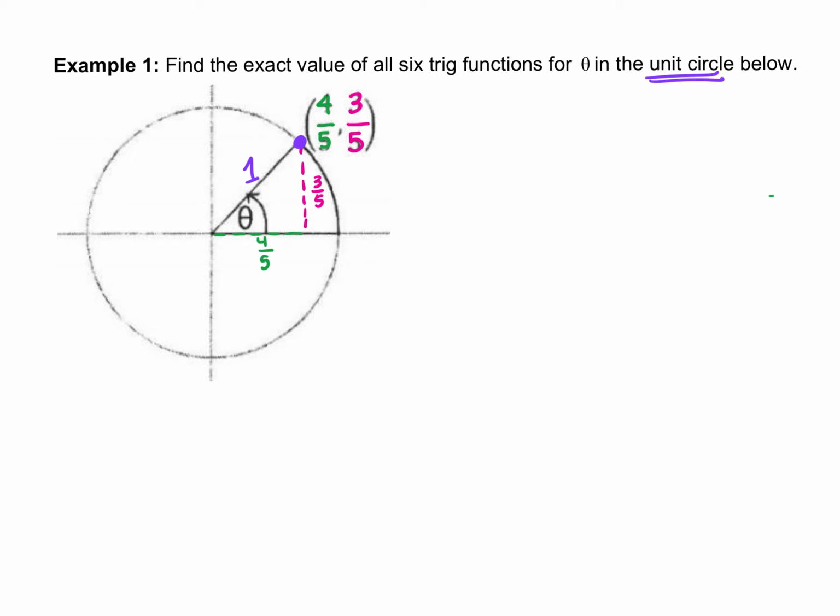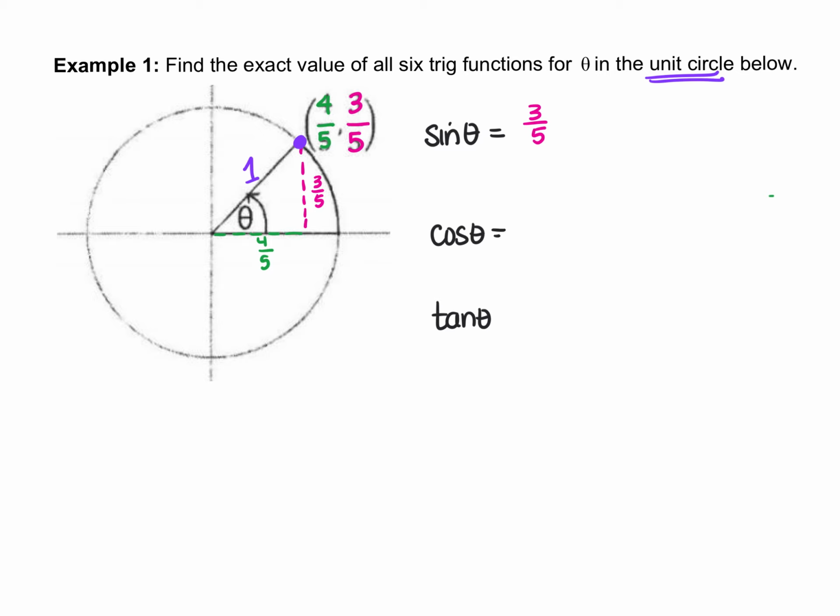But if I want to find all 6 trig functions, I don't even really need to look at the triangle. So let's start with the 3 basic trig functions. If you remember what we talked about on the previous picture, we said that sine is directly related to the y coordinate. So my sine of theta is just the y coordinate. My y coordinate in the triangle is 3/5. And again, that's because if I were to write this as a ratio, it would be 3/5 over 1, opposite over hypotenuse. The over 1 isn't necessary, so I just write it as 3/5.